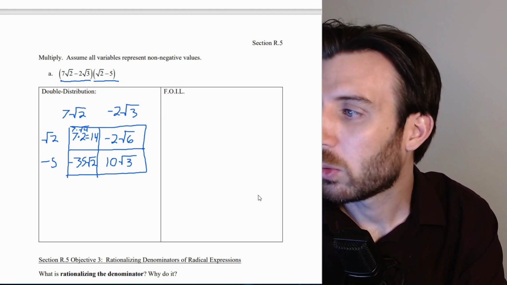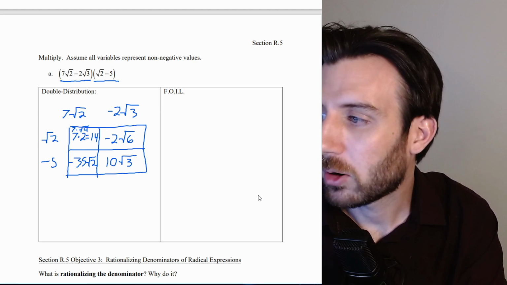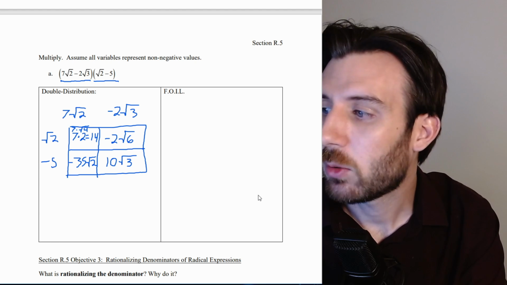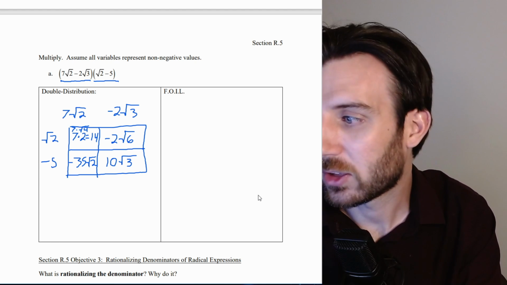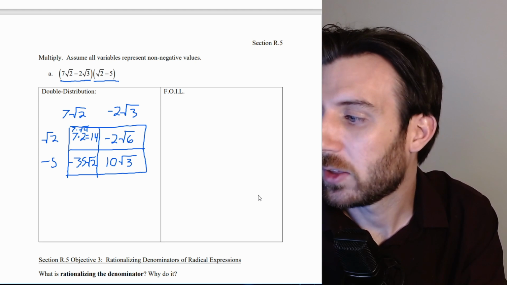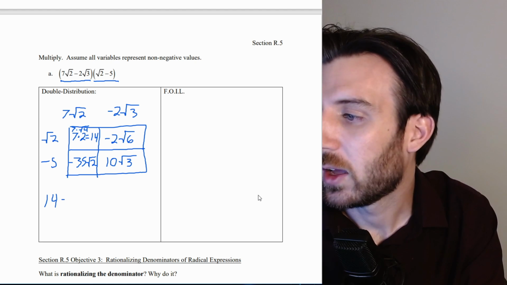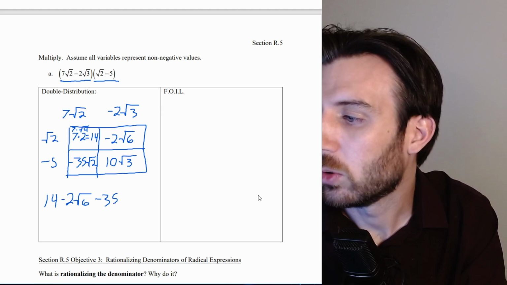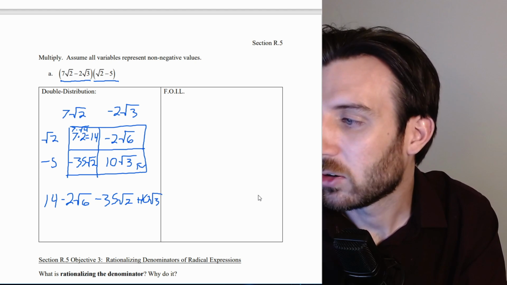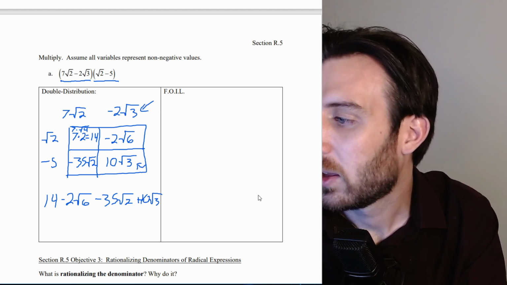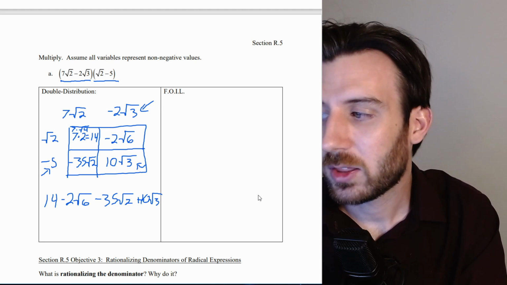The important part for problems like this is not to get confused about what you're distributing to what. What we're really doing here is we've already set up our distribution grid, and now we're just multiplying everything on the outside by everything on the outside and everything on the inside by everything on the inside. And then we can combine it all at the end. I have 14, I have negative 2 root 6s, I have negative 35 root 2s, and I have 10 of these root 3s.